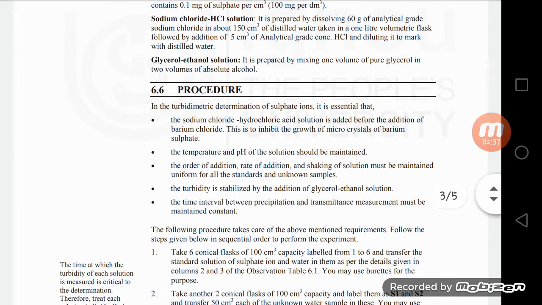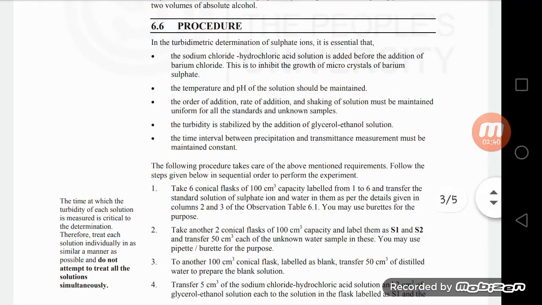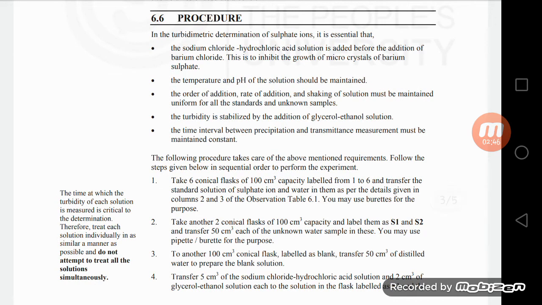Then see the procedure in the turbidimetric determination of sulfate ion. It is necessary that first the sodium chloride hydrochloric acid solution is added before the addition of barium chloride. This is to inhibit the growth of microcrystals of barium sulfate.